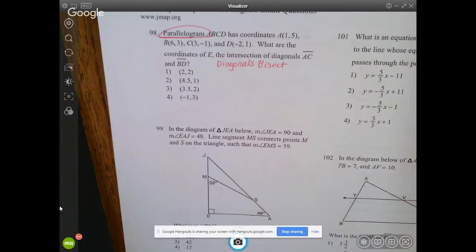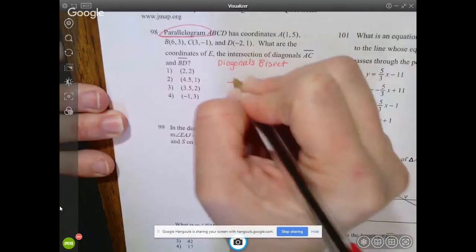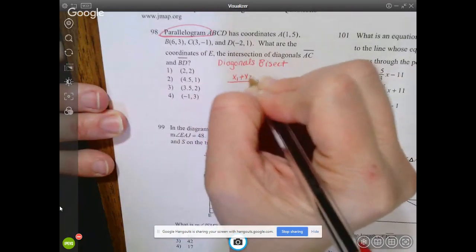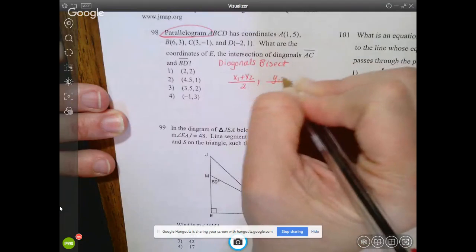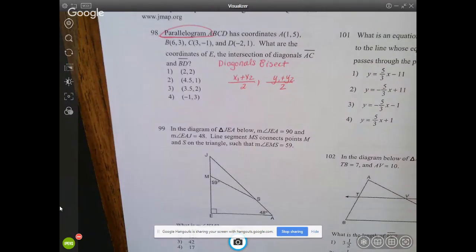But you have to know the midpoint formula. So what's the midpoint formula? Yeah, we add the x's, divide by 2, add the y's. Because when we look for the bisect, we're just finding the average. So you add up the 2 x's, divide by 2, add up the 2 y's, divide by 2.